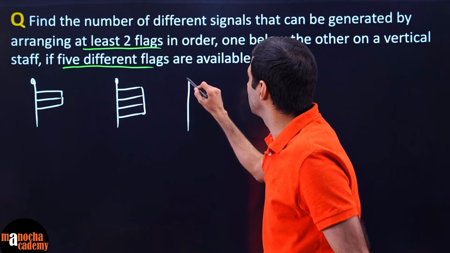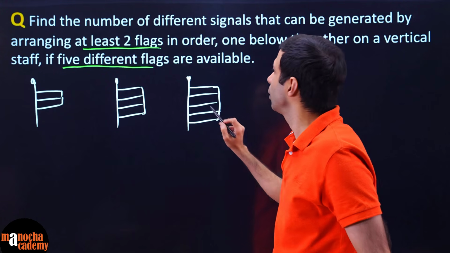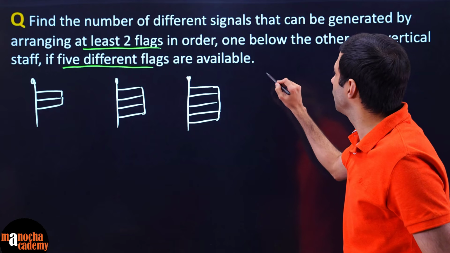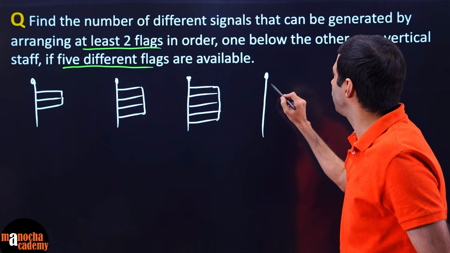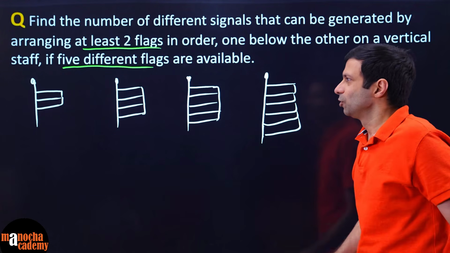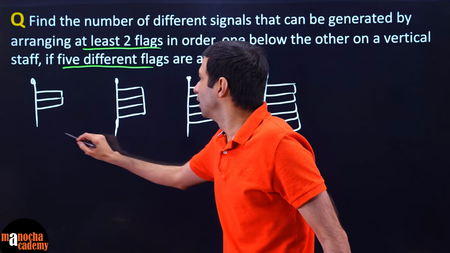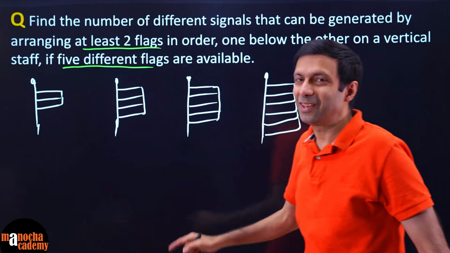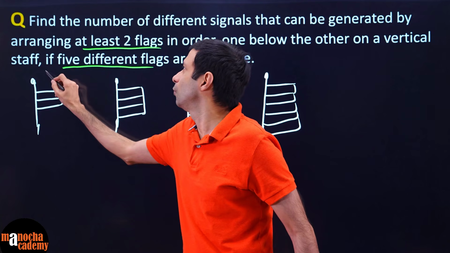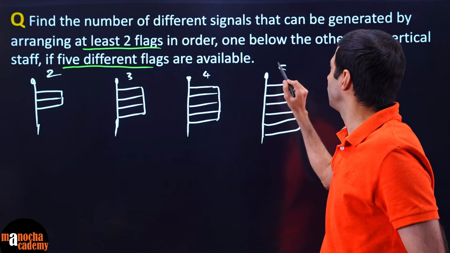Or you can have an arrangement where you have 4 such flags, because remember we want at least 2. Or you could have an arrangement where you can have 5 flags, because a total of 5 flags have been given to you. So again, this is just a rough drawing. I hope you're understanding what I'm trying to depict here. So this is basically the 2 flag scenario, 3 flag scenario, 4 flags and 5 flags.